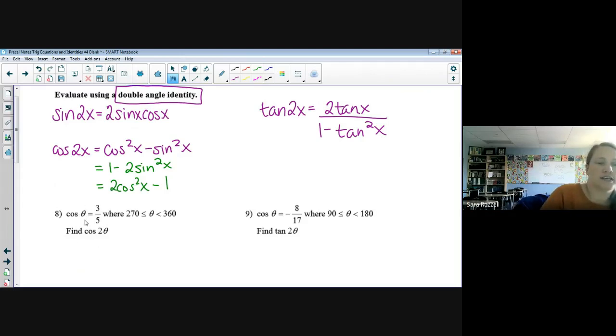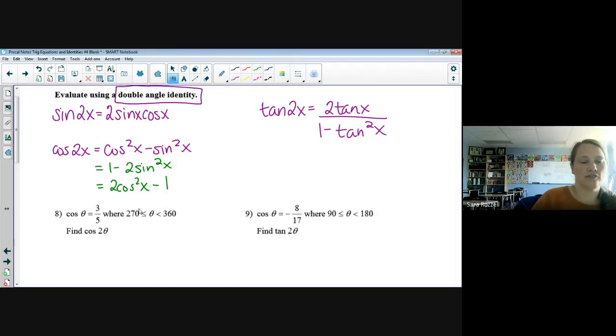So on our first one, they tell us that cosine is 3 over 5, and they say we're between 270 degrees and 360 degrees. Every time they tell you what quadrant you're in, it's just so you know if your trig functions are positive or negative. So if they tell you that, think, oh, I better think about positive and negative. Otherwise, they wouldn't be specific there.